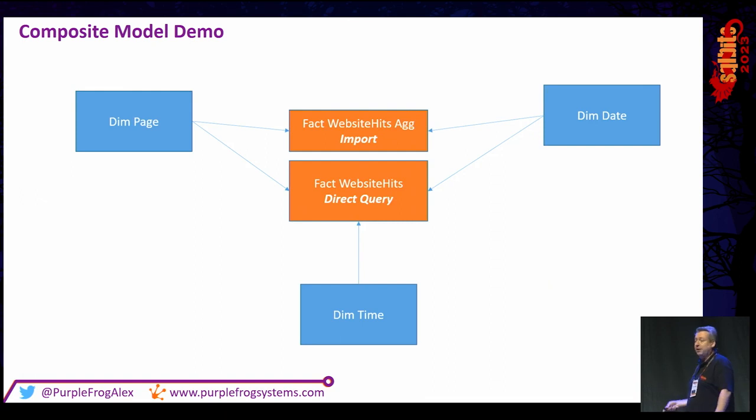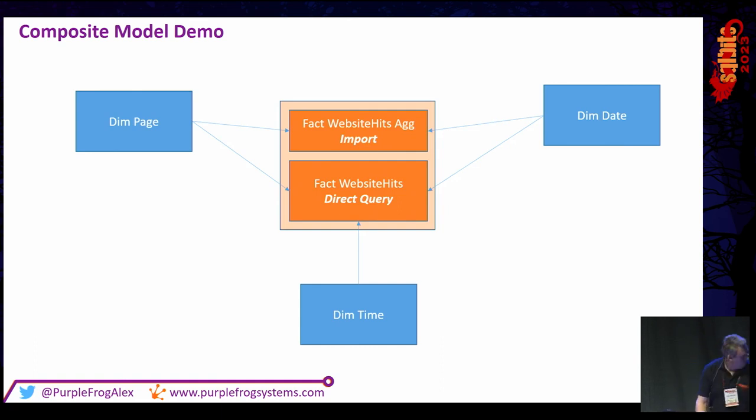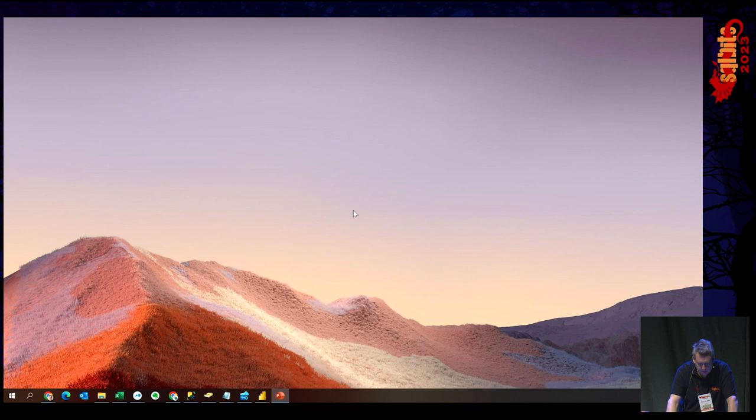Well, now you don't have to do that manually because composite models do it for you. You define that in Power BI Desktop, and it will automatically switch between these two tables for you, massively simplifying your DAX. What does that look like? Let's go to demo time. Let's get that switched. There we go.